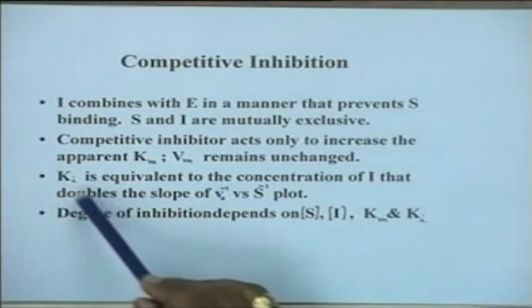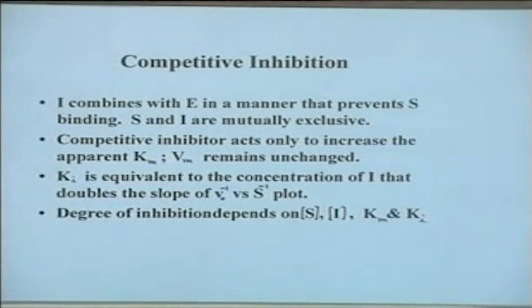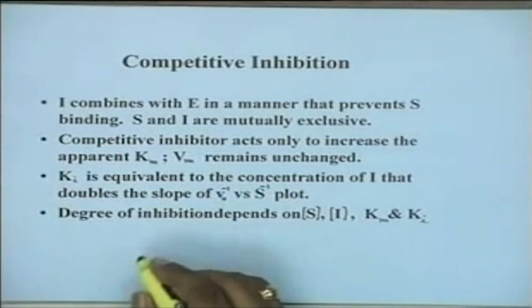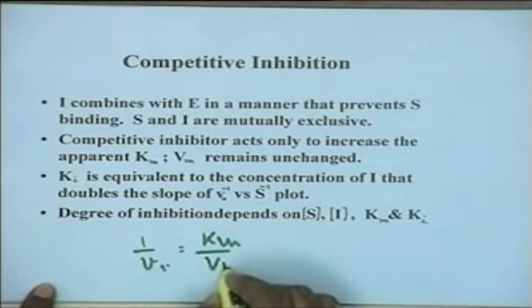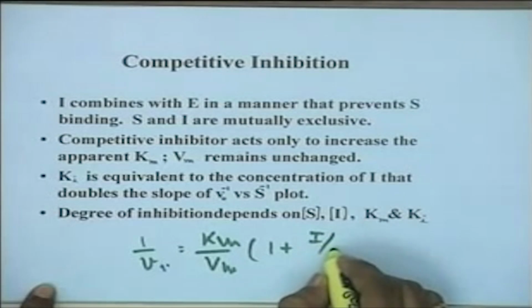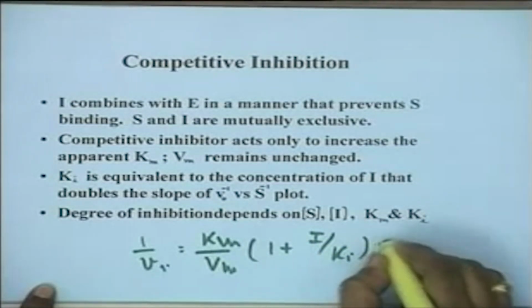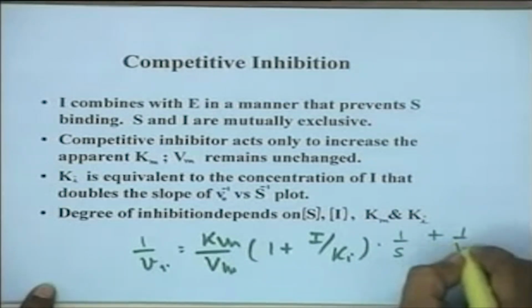Then the inhibition constant, that means the reversible binding of enzyme with the inhibitor, and the corresponding dissociation constant, is equivalent to the concentration of inhibitor that doubles the slope of the initial reaction velocity double reciprocal plot, that means the 1 upon V versus 1 upon S plot. Now, if you recall, in the case of competitive inhibition, we had seen that 1 upon Vi was equal to Km upon Vm into 1 plus I over Ki, into 1 upon S plus 1 upon Vm.